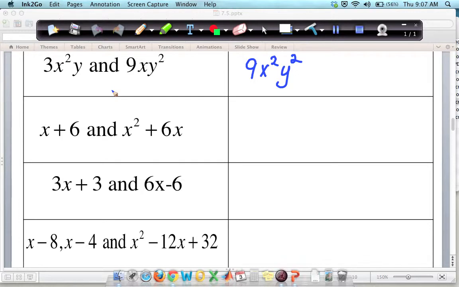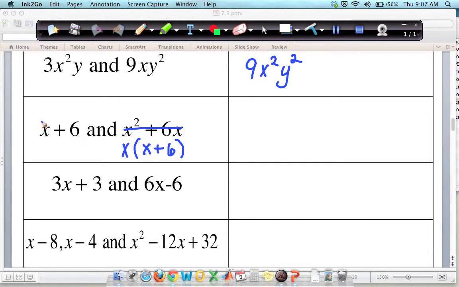Okay, let's do the same thing with the second one, but before I can find the LCD, I have to take this x squared plus 6x and simplify it by pulling out the GCF of x. So I'm going to pull that out first, and that leaves me with an x plus 6. And now I'm going to ignore that. Okay, so I'm now finding the LCD of x plus 6 and x times x plus 6.